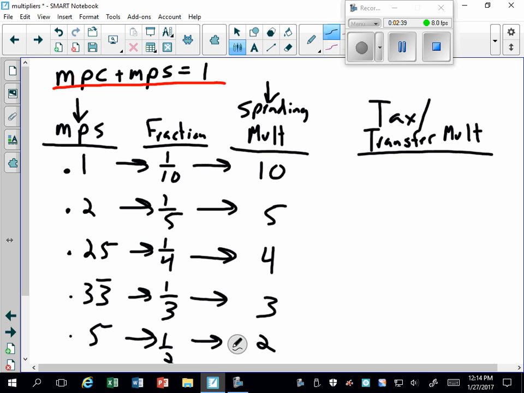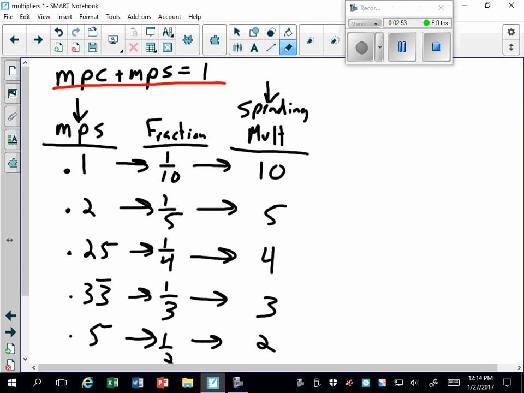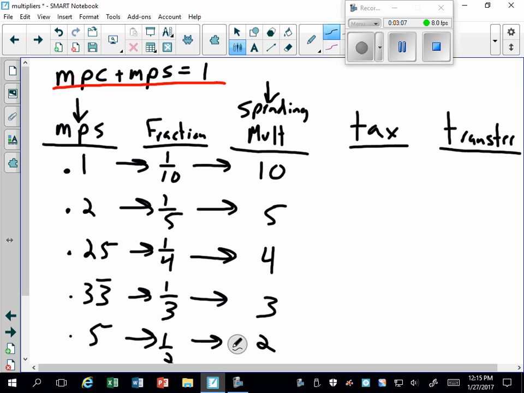So whether it was business spending, whether it was just spending in general, or whether it was government spending, all those multipliers are going to be the same. The tax and transfer multiplier are going to be a little different. Let me actually just modify this here for a second. Okay, we're going to make it two different. Okay, tax and transfer.